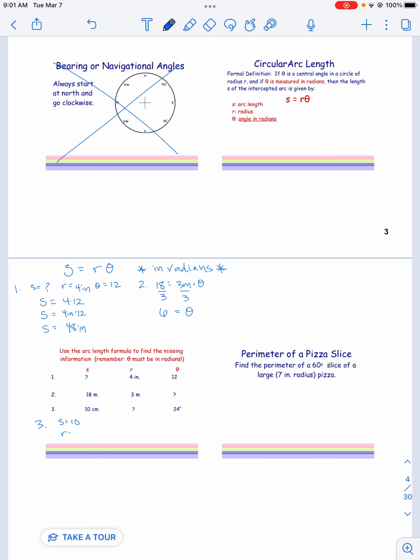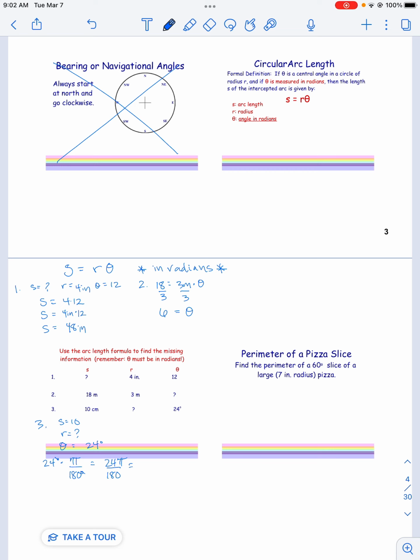In number 3, I know that the arc length is 10 centimeters. I don't know the radius this time, but I do know that theta is equal to 24 degrees. Well, since theta has to be in radians in order to talk about the arc length, I need to convert 24 degrees into radians by multiplying it by pi over 180 degrees. Again, the degree units cancel, and what I'm left with is 24 pi over 180.